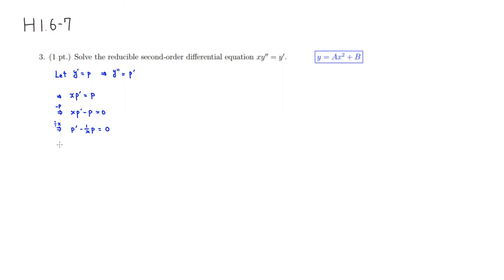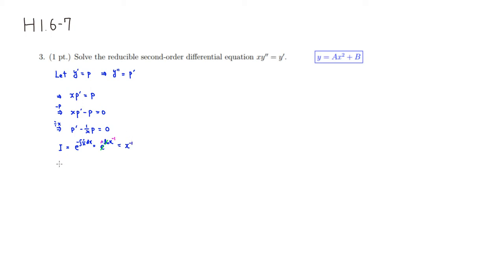Then the integrating factor I is going to be e to the integral of negative 1 over x dx. So this is going to be e to the negative natural log of x. Then we can move this negative sign up here, and then we can cancel e and the natural log. So we're just going to get x to the negative 1, right?